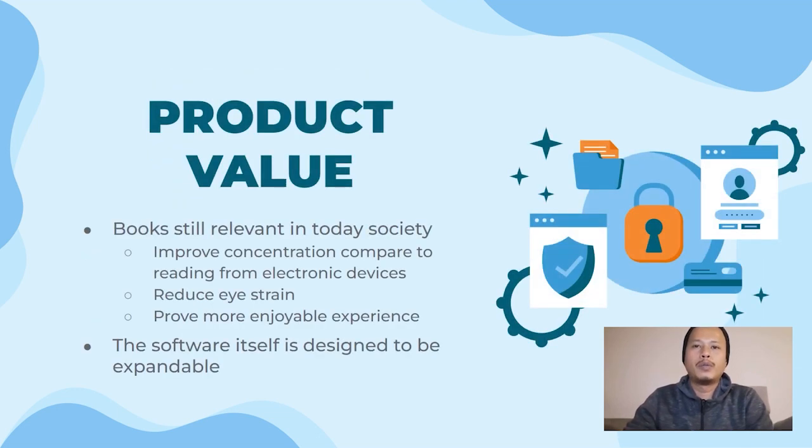For the first minimum viable product, we are targeting books only. As we discovered from market survey, there is still significant demand for books nowadays. We can see that reading books improves concentration and also reduces eye strain compared to reading electronic books. Also, books are known to continue providing a more enjoyable experience when reading printed material. Also, the software itself is designed to be expandable for future enhancement. For example, we can expand the system to also include ebooks and stationery.